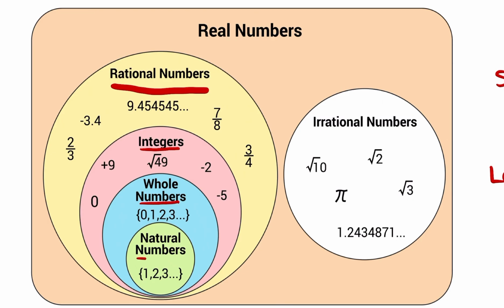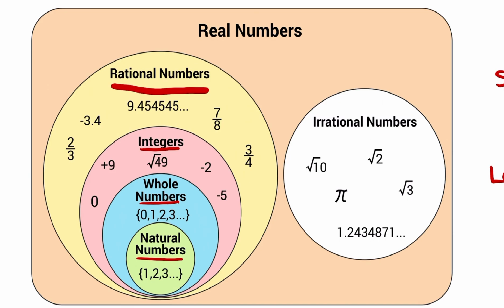and natural numbers. The smallest set is natural numbers, and all natural numbers are whole numbers. Of course, then all whole numbers are integers, all integers are rational numbers, and all rational numbers are real numbers, and that's why they're shown as bubbles inside one another.